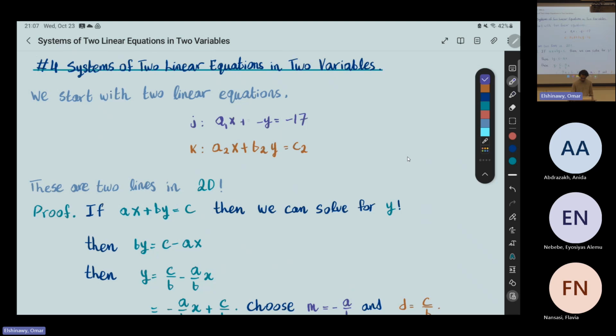So it looks like this: a1 times x plus b1 times y is equal to some c1. I'm numbering them to distinguish between the line J and the line K. These are equations of two lines. But I need to prove to you first that they are indeed two lines in our two-dimensional space. Because if I give you 4x plus y is equal to 7, then how do you plot this? And what's the slope? What's the y-intercept? These are the things that we're used to, but we don't see here.